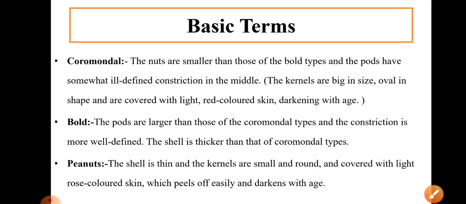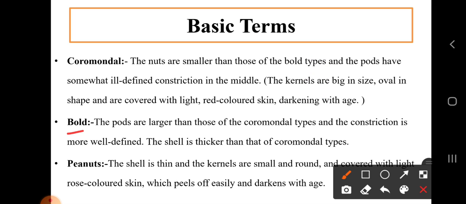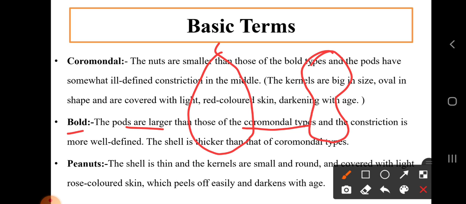Then second one, what is a bold? Bold are those kinds of pods which are larger in size as compared to the coromandel type of pods. These pods are somewhat larger as compared to the coromandel kind of pods. This is the one for the coromandel and this one for the bold.